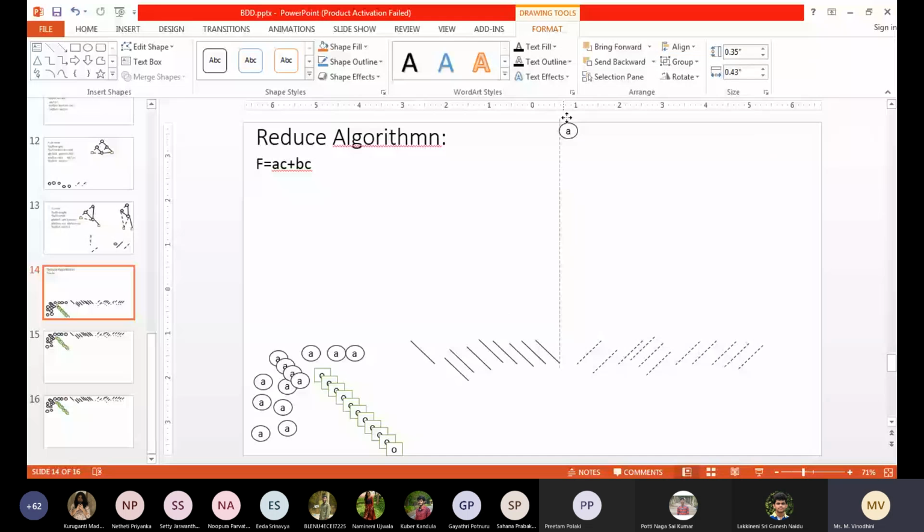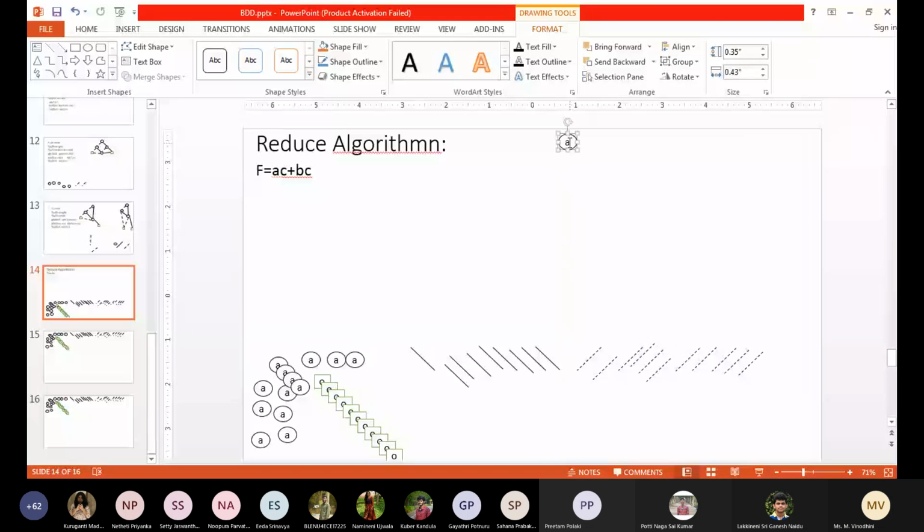How many variables are there in the expression? 3. So how many leaf nodes will come? 8. 8 leaf nodes.